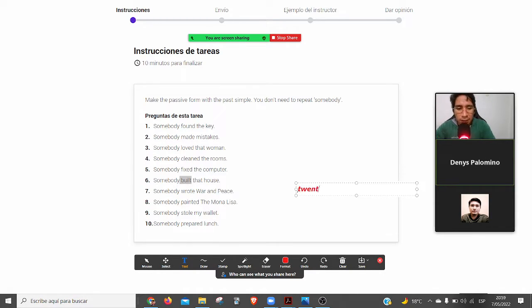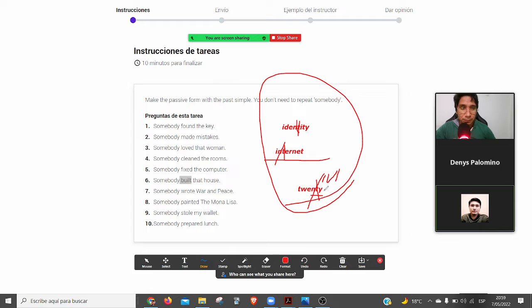Jimmy, focus on this. When you have the number 20, you have NT and a vowel sound. Can you see it? 20. You omit the T. For example, you have the word identity. You say identity. Or what about this one? Internet. Yeah, you say internet. You got it? Every time that you see these words, try using these ways of pronouncing.